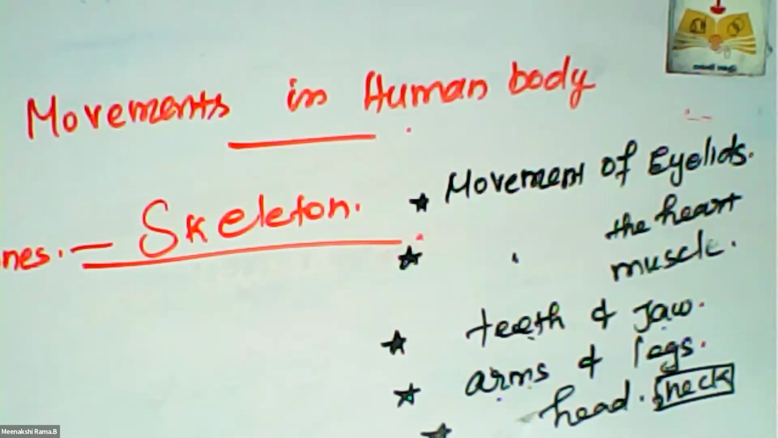Movement of some organs happens because of the combined action of bones and muscles. In such cases, movement is possible along the point where two or more bones meet. The types of movements are amoeboid, ciliary, and muscular movements, and joints. These are all the movements in the human body.